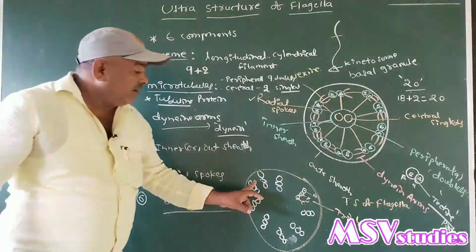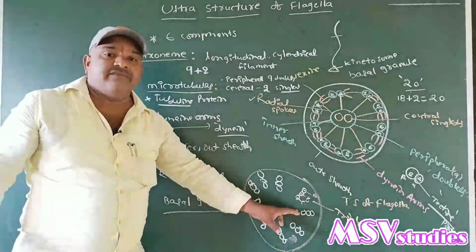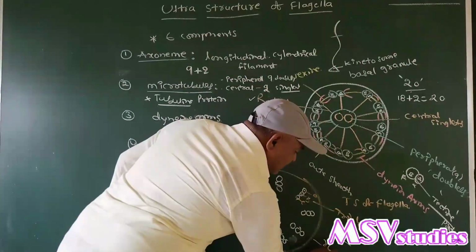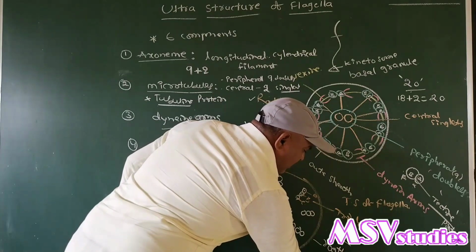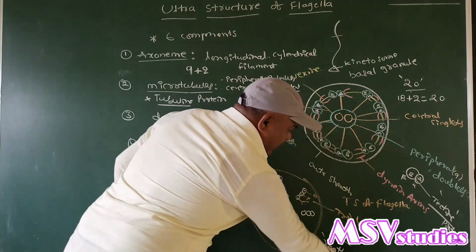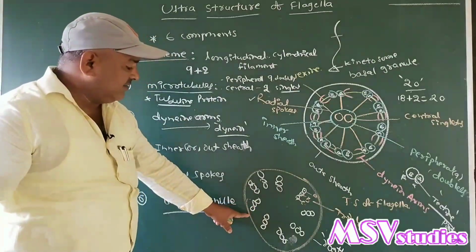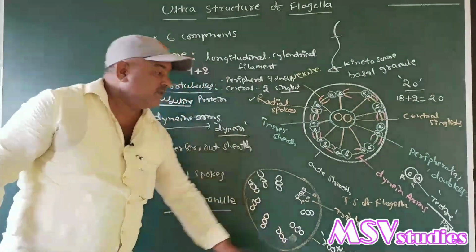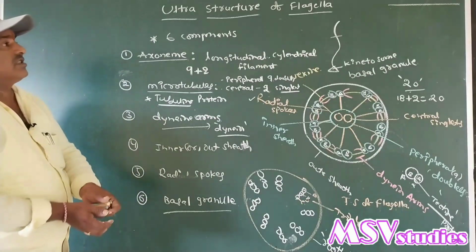These triplets connect with the plasma membrane. They are called rootlets. The triplets are connected with the plasma membrane by the rootlets. So this is the outer structure of the flagella.